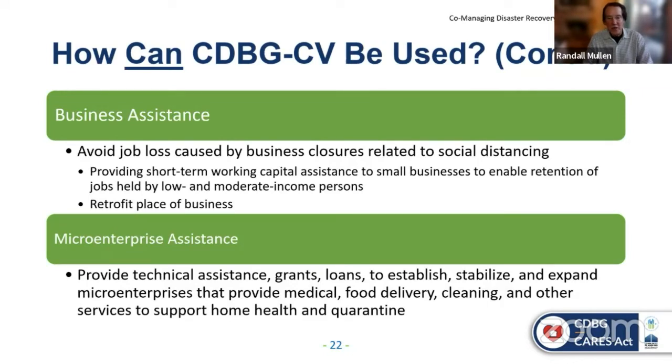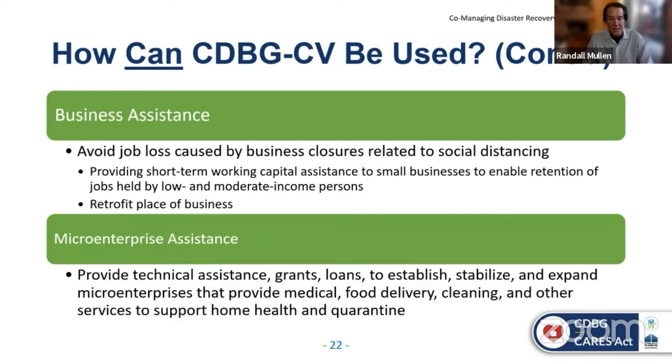CDBG-CV funds have also been widely used for both business assistance and microenterprise assistance. Business assistance is typically offered to avoid job losses caused by business closures related to social distancing. Short-term working capital is provided to businesses, small businesses in particular, to enable them to retain jobs held by low and moderate income persons, or maybe to retrofit their place of business to recover from the pandemic.